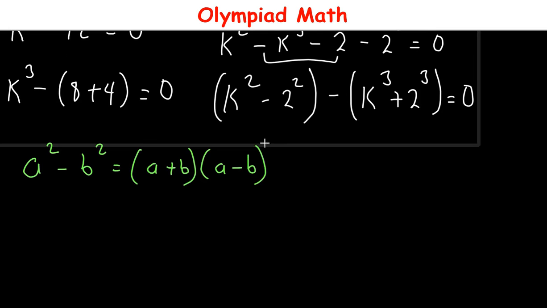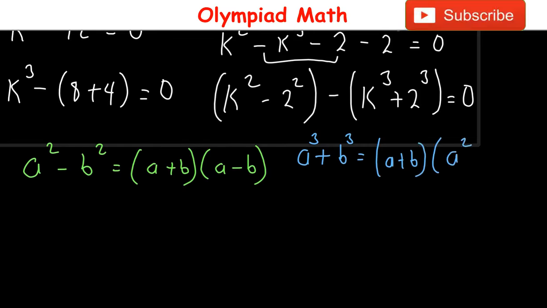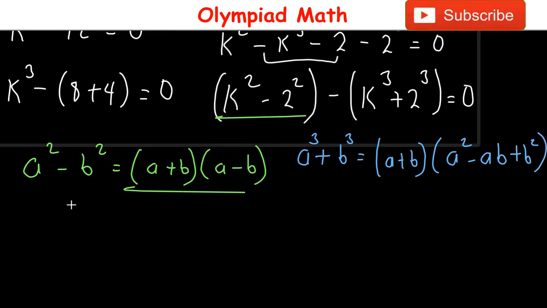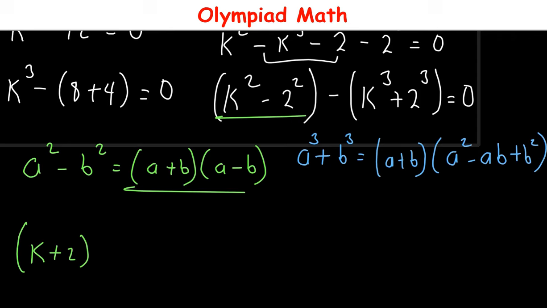And also, if you have a raised to power 3 plus b raised to power 3, this equals in brackets a plus b, then multiplied by a squared minus ab plus b squared. So first, applying this rule to this difference of 2 squared, this becomes in brackets k plus 2, then multiplied by k minus 2. Then we have minus.